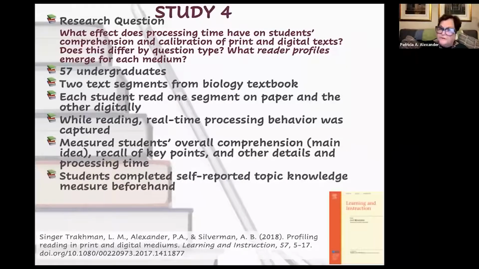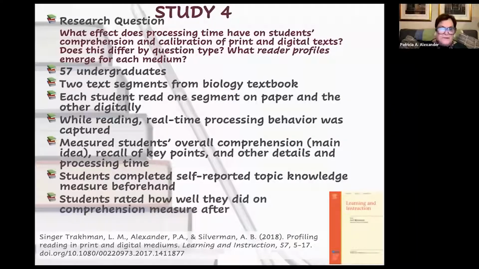And students completed their self-reported topic knowledge, and then they again rated their comprehension after.